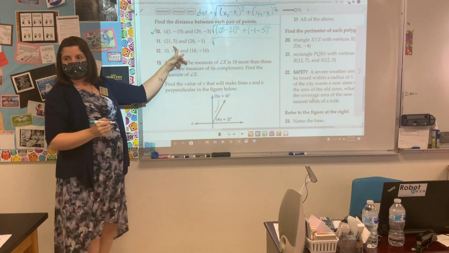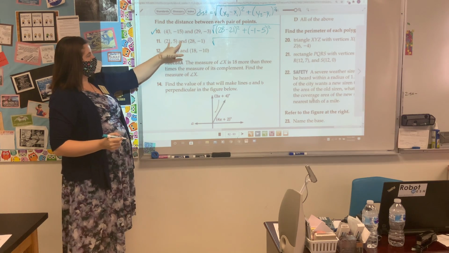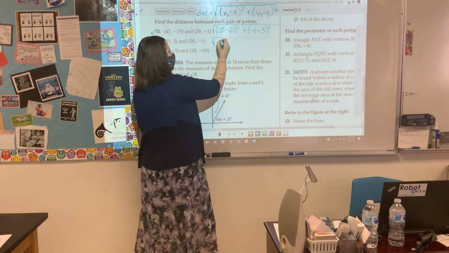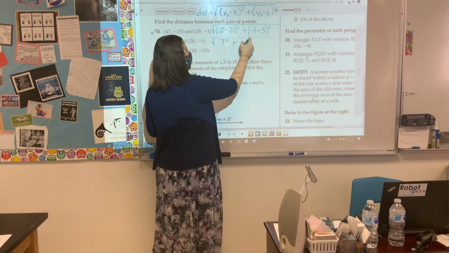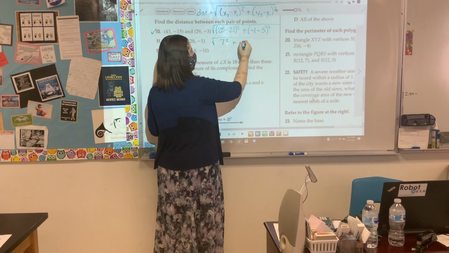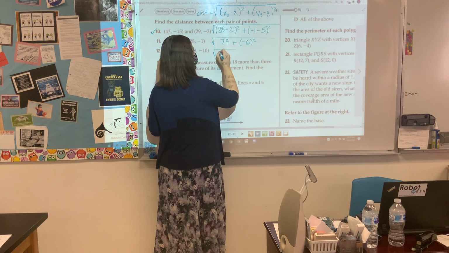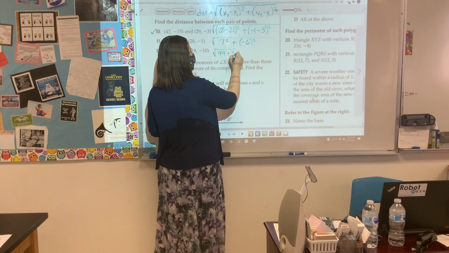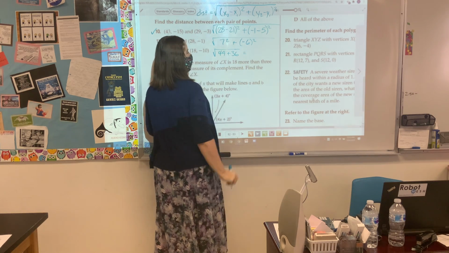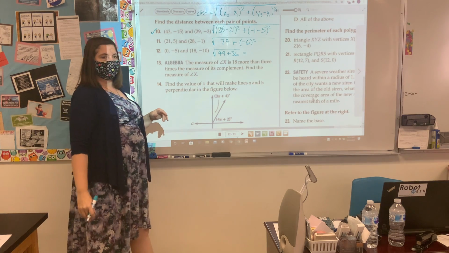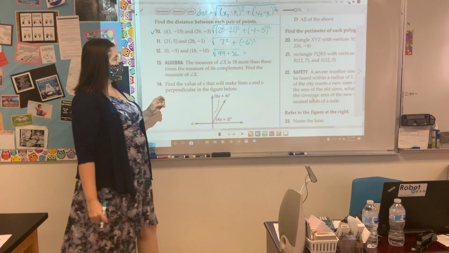We've always done it like that? Yeah. From where you says 28 minus 21? I might have just never noticed that. 28 minus 21 is 7. Minus 1 minus 5, negative 6. So this is 49 and 36. Add those together, take the square root. 85.